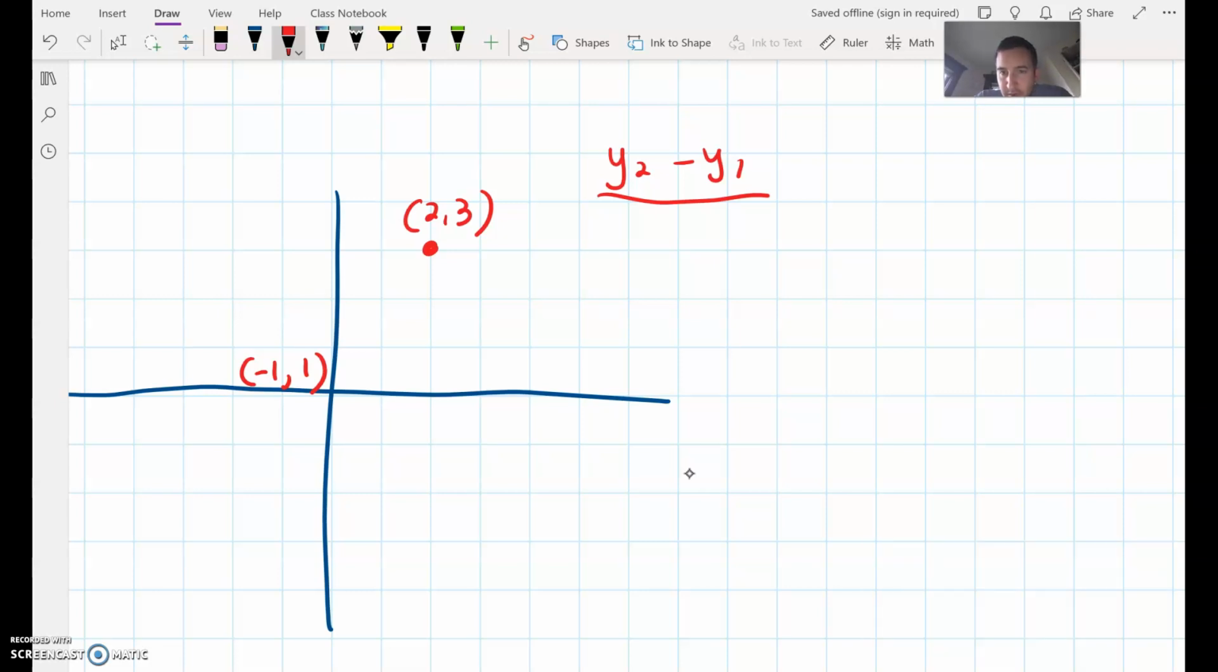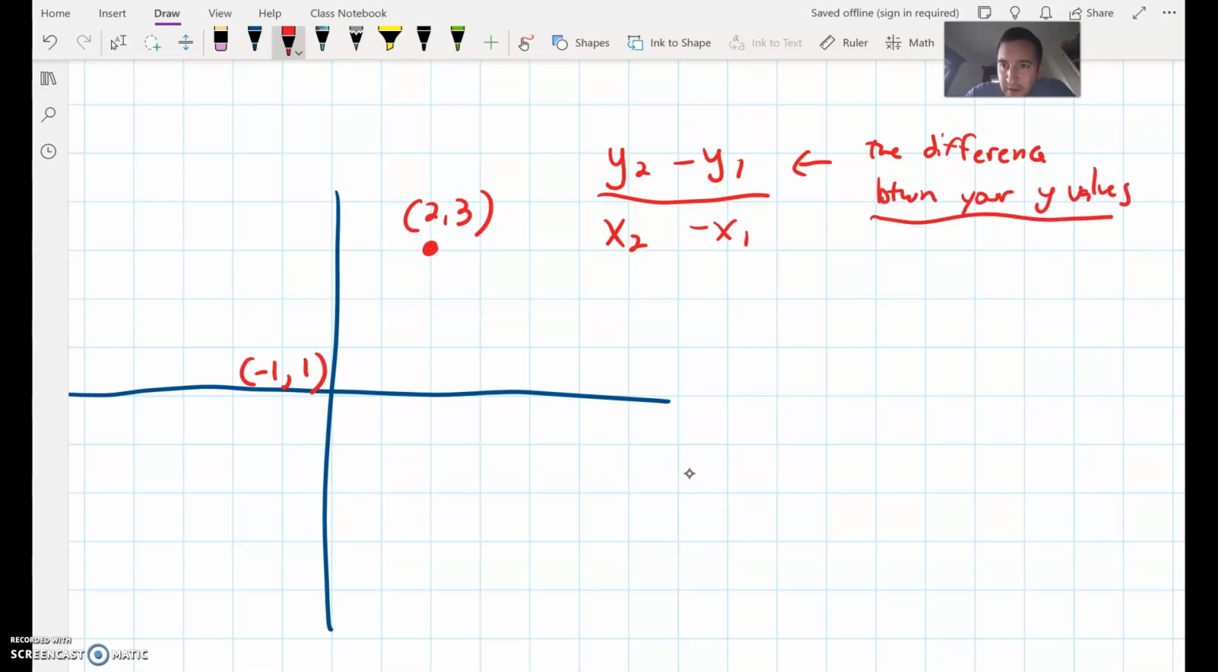PC's in low battery mode, uh-oh. And then you find the difference between your 2 x values. You've probably seen this formula before. This is the equation for slope. And I don't want you to feel like you have to memorize that. I want you to know what's actually going on. This is just the difference between your y values, divided by the difference between your x values.